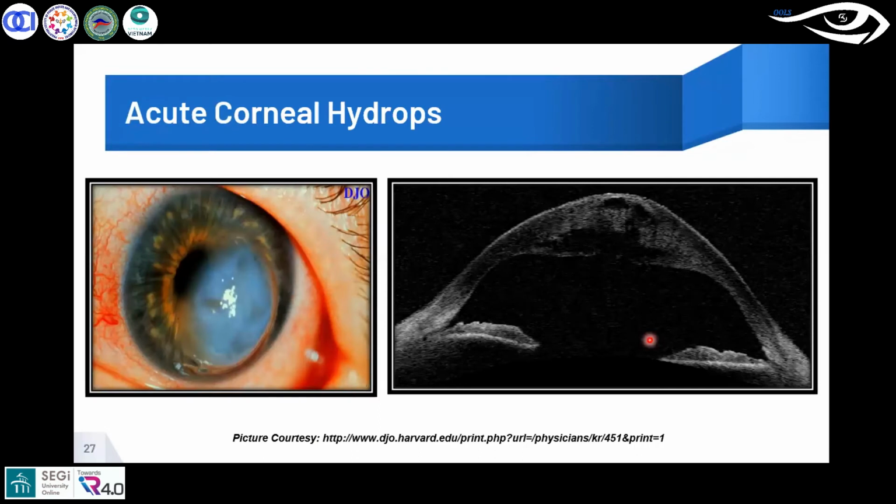Next, we are moving on to acute corneal hydrops, which is a very classic sign of advanced keratoconus. Here, what exactly happens is, in case of ectatic conditions, since there is some disruption in the Descemet's membrane, there happens a certain leakage of fluid from the aqueous into the corneal stroma. That leads to stromal edema as well.